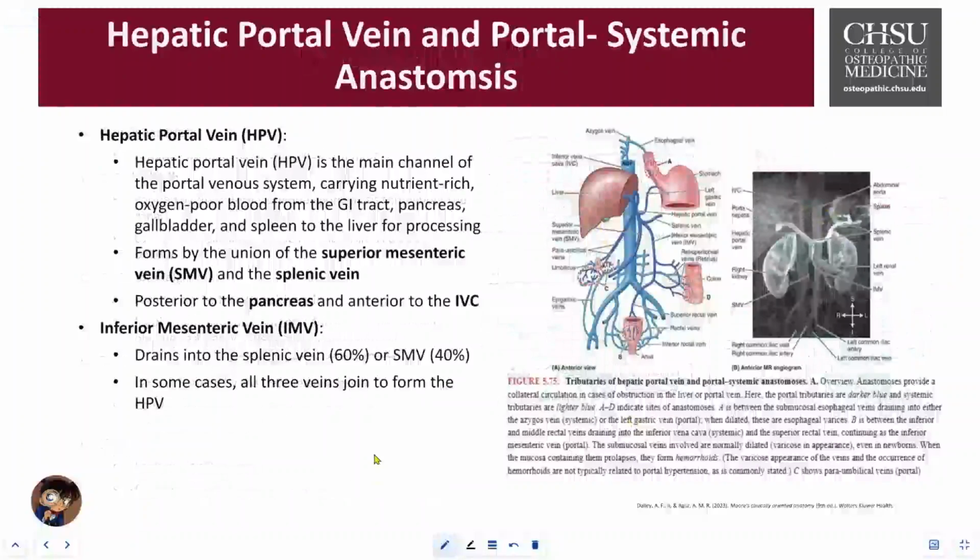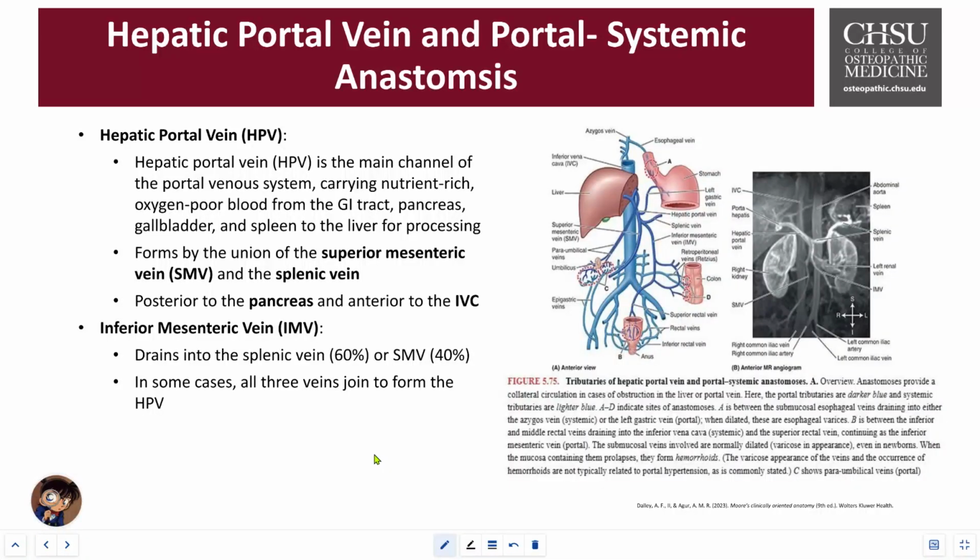The hepatic portal vein, HPV, serves as a primary vessel of the portal venous system. It transfers most nutrient-rich but oxygen-poor blood from the GI tract, the pancreas, the gallbladder, and the spleen to the liver for processing. It forms by the union of the superior mesenteric vein and the splenic vein. They come together posterior to the pancreas, but anterior to the inferior vena cava.